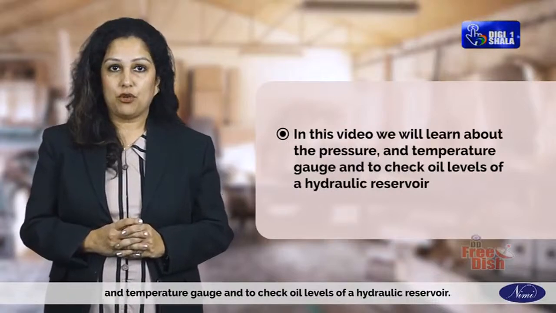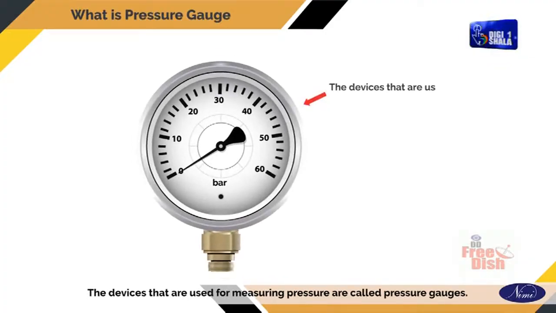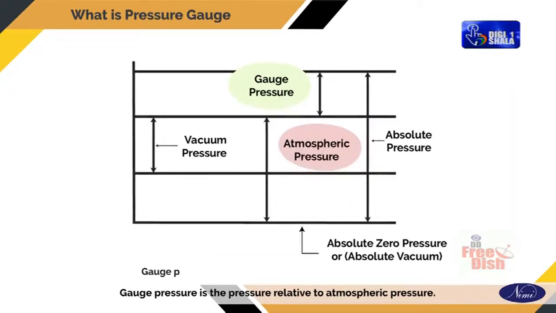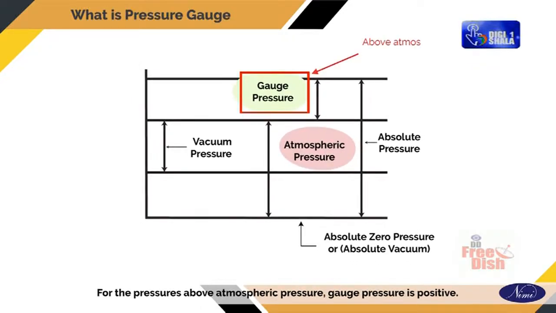A hydraulic reservoir. What is pressure gauge? The devices that are used for measuring pressure are called pressure gauges. Gauge pressure is the pressure relative to atmospheric pressure. For the pressures above atmospheric pressure, gauge pressure is positive.